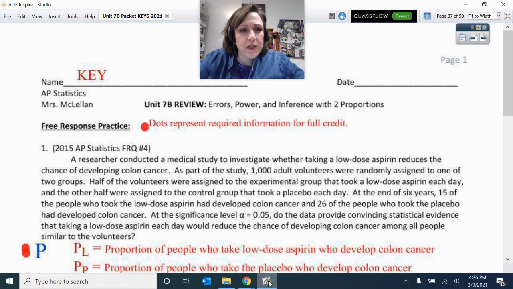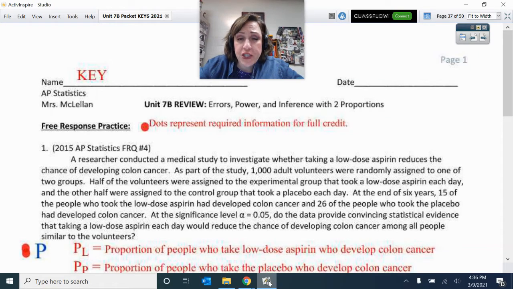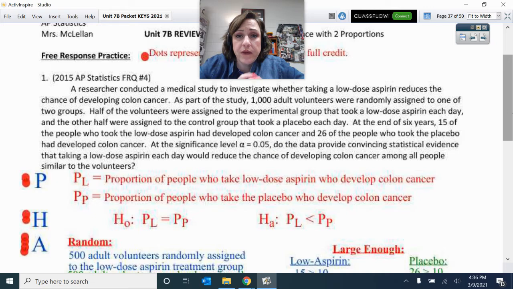All right, let's go over this review. We're going to just go over the free response right now. So this was a problem where we were talking about the two different treatments, a low-dose aspirin and a placebo.